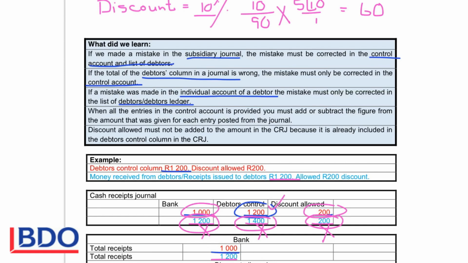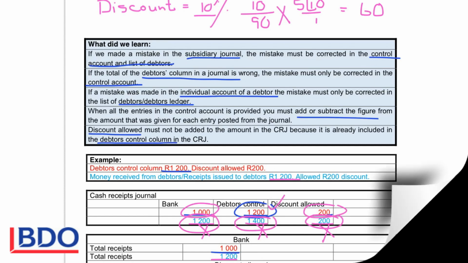When all the entries in the control account are provided, you must add or subtract the figure from the amount that was given to determine what the correct amount should have been if there were no mistakes in the subsidiary journal. Discount allowed must not be added to the amount in the cash receipts journal if they tell you that the figure was obtained from the debtors control column.